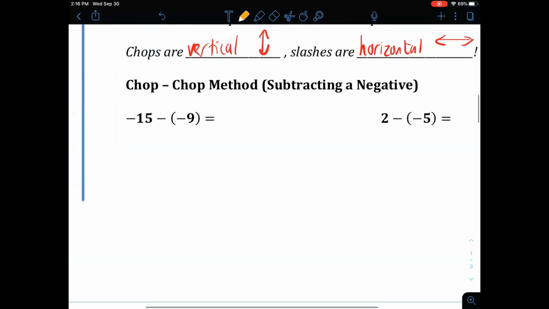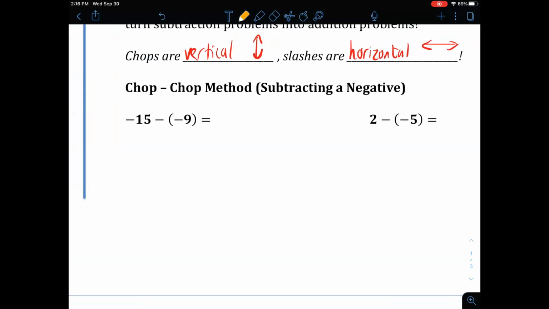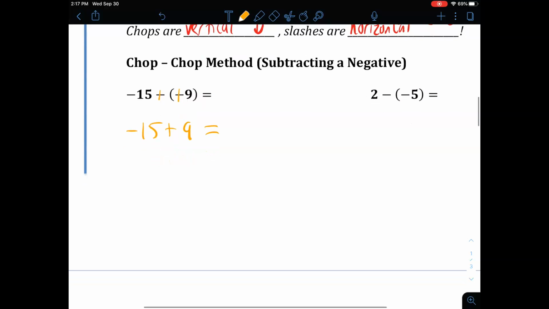So, chop, subtracting a negative. It's also, remember, the same thing as change the sign, add a line. Okay, so if you're comfortable with change the sign, add a line, just stick with that. That's totally cool, but this is the chop method. So we're doing negative 15 minus negative 9. That's the same thing as adding the opposite, or chop. The subtraction becomes addition, and then the negative becomes the positive. So negative 15 minus negative 9 is the same thing as negative 15 plus 9. Minus a negative is the same thing as plus a positive. Okay? And now we're adding.